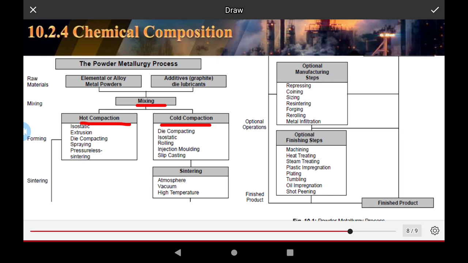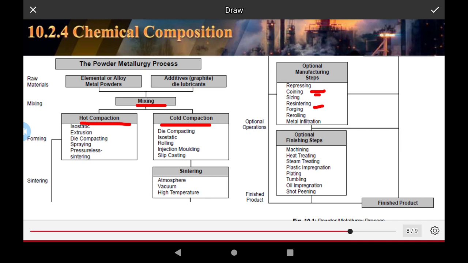The atmosphere, vacuum and high temperature are required for the cold compression of the material in the powder metallurgy sintering setup. These are the sintering or optional manufacturing setup: the repressing, coining for sizing, and resintering for forging, rheology for the metal sintering.